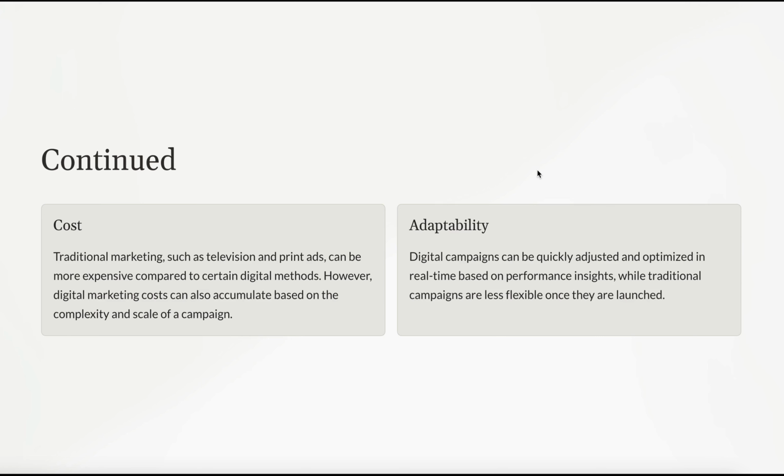Finally, you have cost and adaptability. Traditional marketing, like I mentioned already, is extremely costly. It costs a lot of money to print out a flyer and then mail it to everyone on your list. Same with adaptability. It's really hard to adapt an ongoing campaign if you're mailing things to your customers.